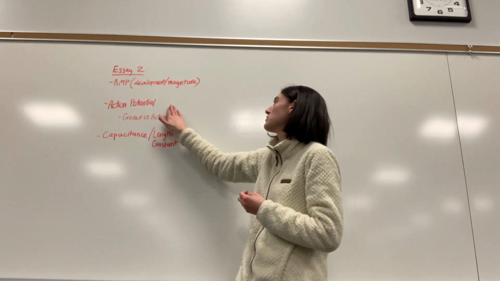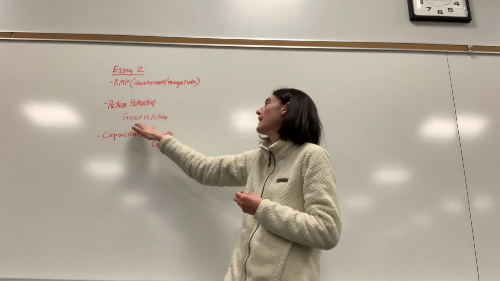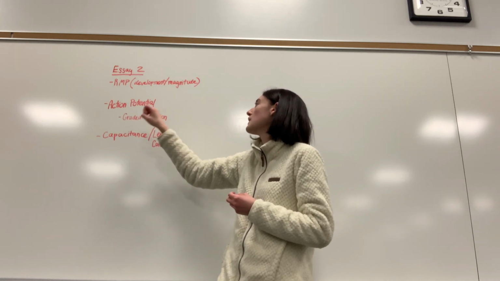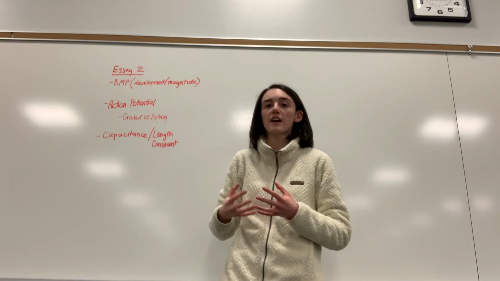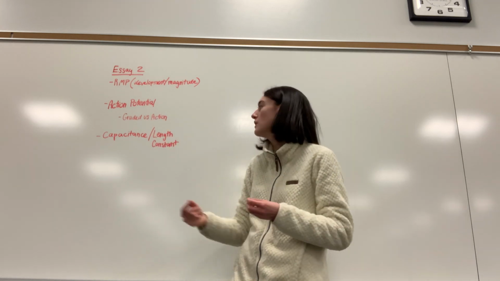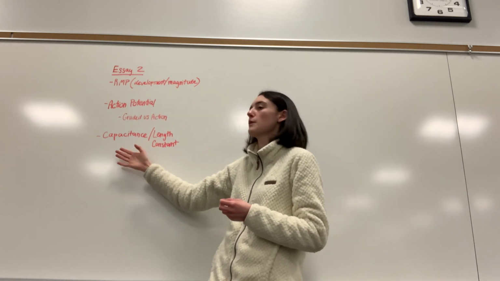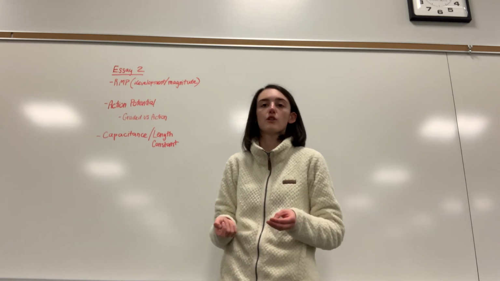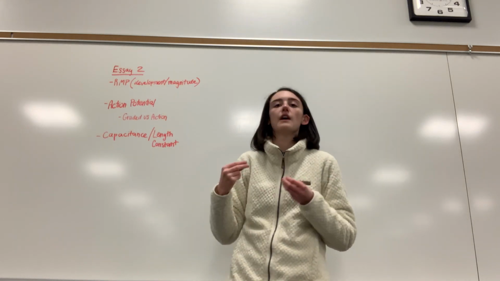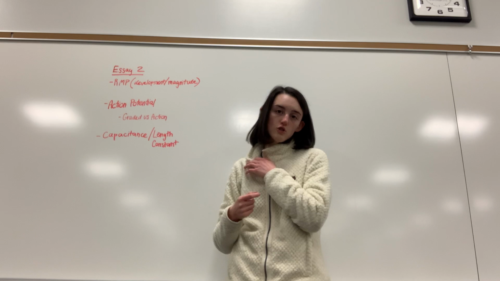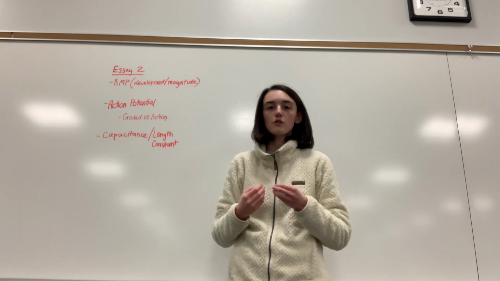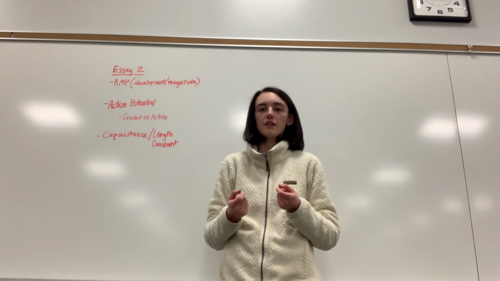I'm going to talk about action potentials and how we reach a graded potential versus an action potential, specifically in a neuron. And then lastly, I'm going to talk about capacitance of a neuron and length constant and how it is related to myelin and why signals would travel faster in a myelin sheath.